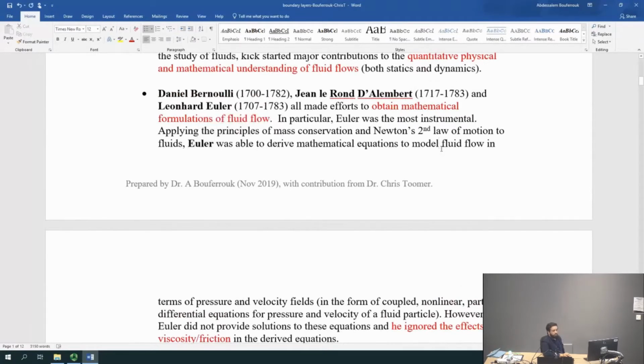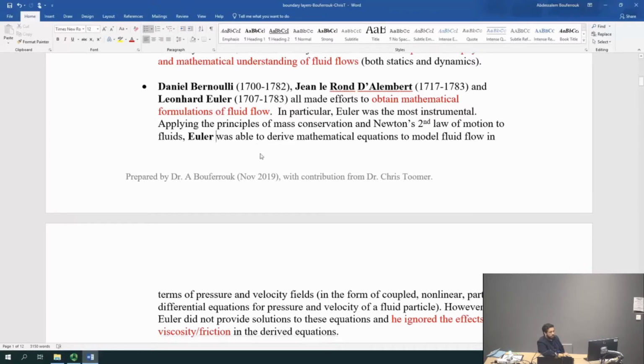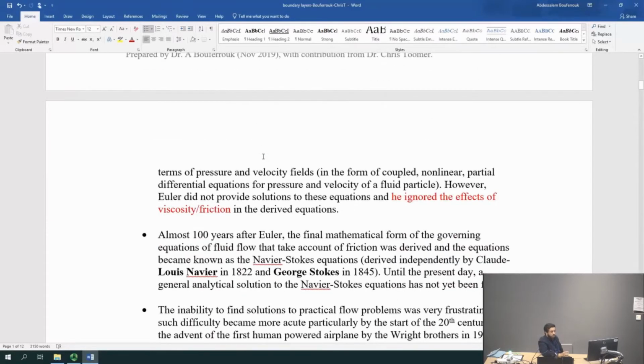Euler did a lot of work, but interestingly, people were aware of the concept of viscosity. It's not that they didn't know there was viscosity. But Euler found out that it's actually easier to just ignore viscosity and develop some flow equations to describe the motion of fluid. And that led to what we call the Euler equations. So Euler equations are basically the equations of flow motion without viscosity. Of course, that's great, but that's not the full story.